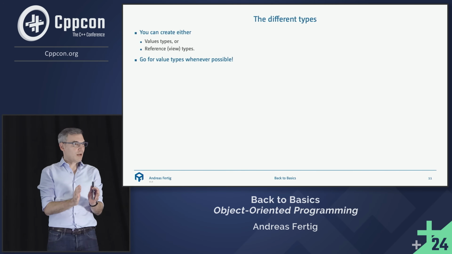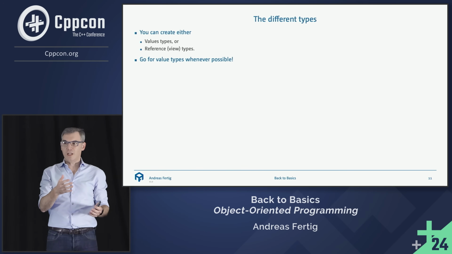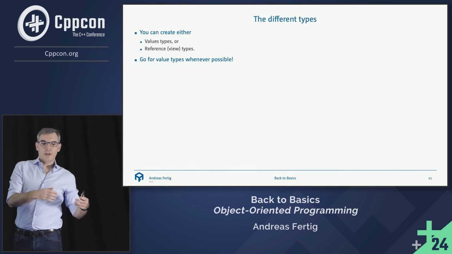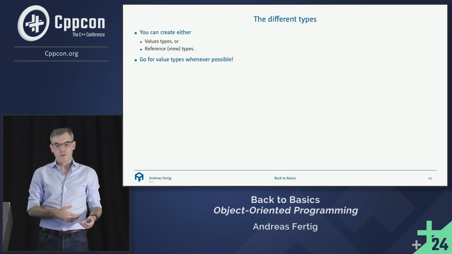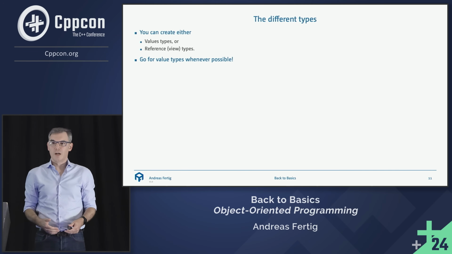The string handles everything. Like an int, we can default construct it, we can assign values to it. So this is the spirit of creating value types here. The other thing would be creating reference or view types. We have a few of them now in the language in form of span, string view, and other things.